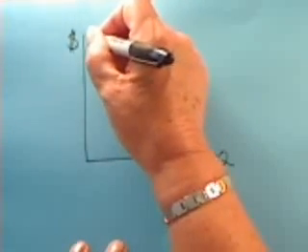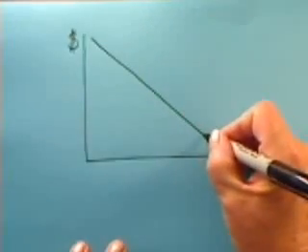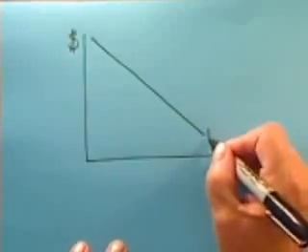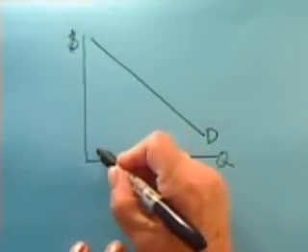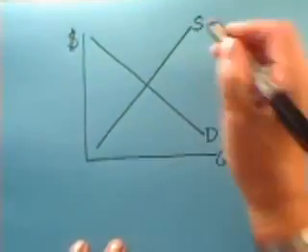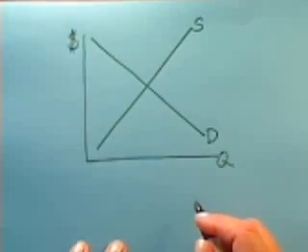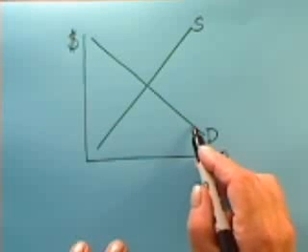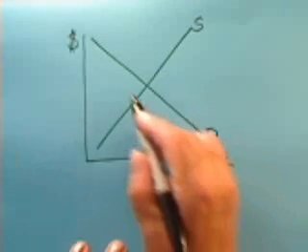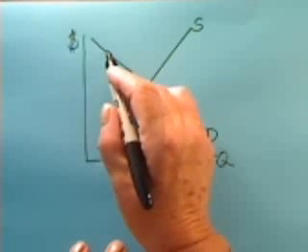Demand generally always goes this way. I used to think of it as D for demand and D for down when I was first learning it, and supply goes the opposite way. What that means is that people are willing to buy more of something when it costs less, or less of something when it costs more.